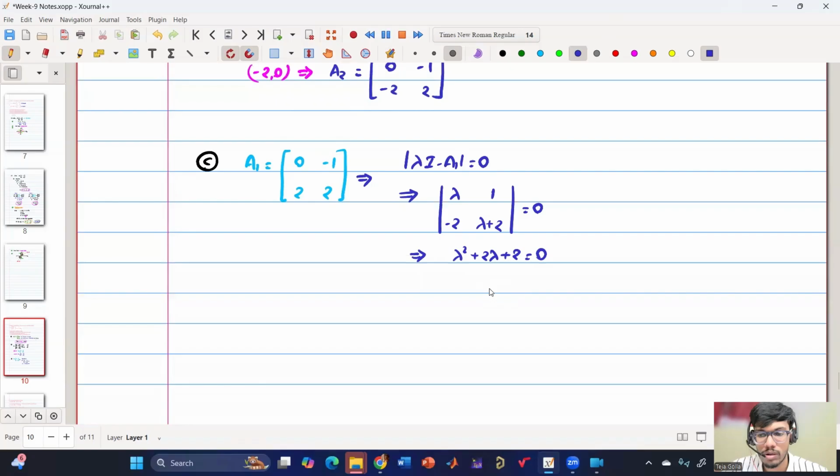In the meantime, I can also calculate. Let me know what eigenvalues you are getting.